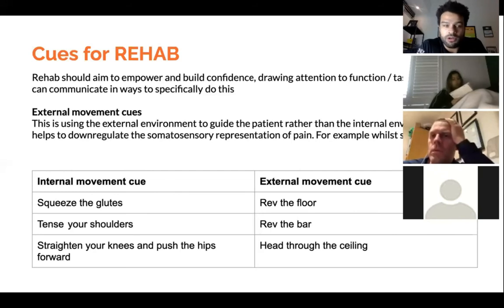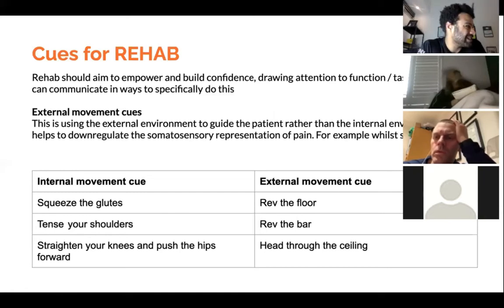External movement cues are our friend. Internal movement cues I avoid as much as I can, unless I want to try and build a novel relationship with, say, a muscular contraction. So say, for example, if someone is scared of a certain sensation, to give them that sensation in another way, I might use internal movement cues then. But most of the time, I'm going to be using external movement cues.